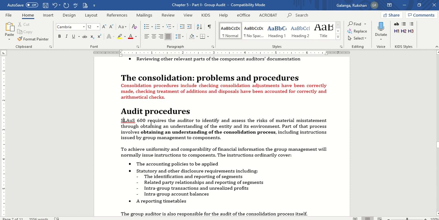ISA 600 requires the auditor to identify and assess the risk of material misstatement through obtaining an understanding of the entity and its environment, which we have already discussed under ISA 315 in the case of individual entities. Part of the process involves obtaining an understanding of the consolidation process.